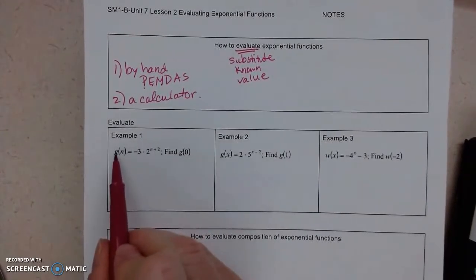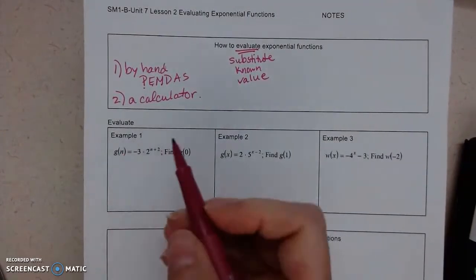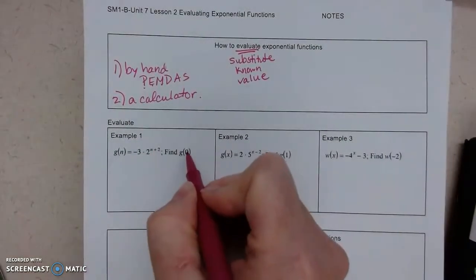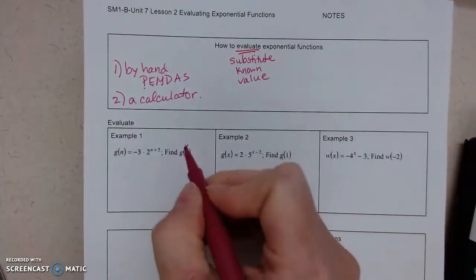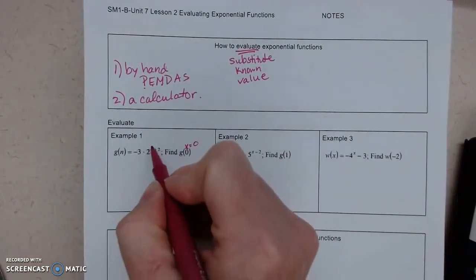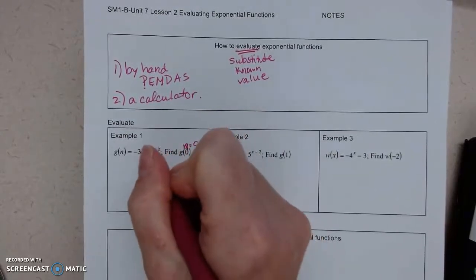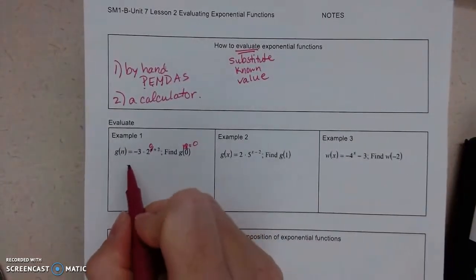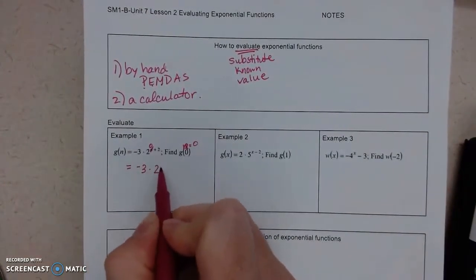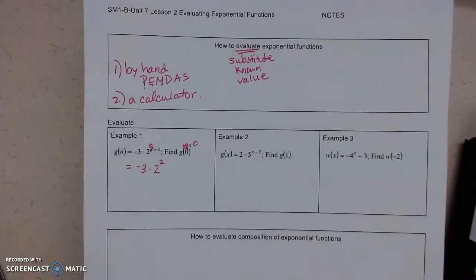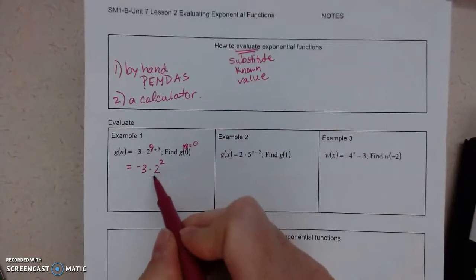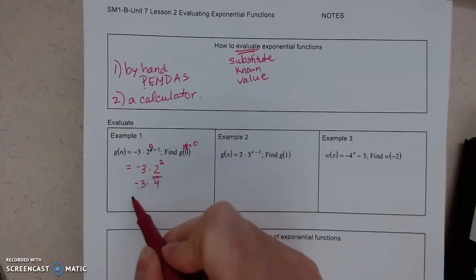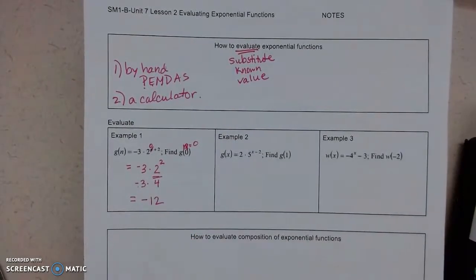They give you a function. Remember, g of n is just the name of the function. They want negative 3 times 2 to the exponent n plus 2. So they want g of 0, which means that n equals 0. Since n equals 0, I can substitute that, and I would be left with negative 3 times 2 to the 0 plus 2, which is 2. If you're doing this by hand, you have to do the exponents first. So 2 squared is 4, the negative 3 stays, negative 3 times 4 is negative 12.